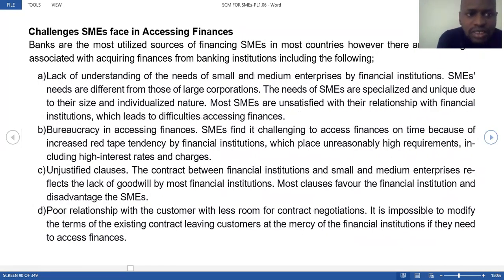Then you have challenges for small, medium enterprises. So what are some of the challenges that these organizations face in their day-to-day operation of their businesses? Number one is lack of understanding of the needs of small and medium enterprises by financial institutions. Some of these banks do not understand the financial needs of small, medium enterprises, and this might affect their whole issue of operation. And this might also lead to some kind of unsatisfied business relationship.